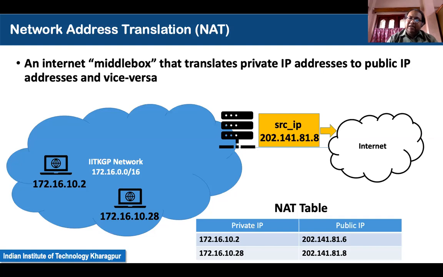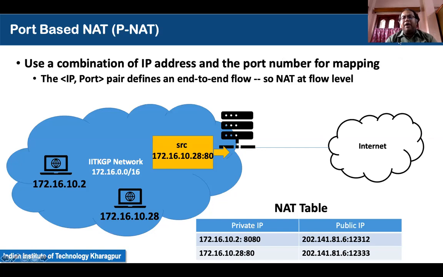Now you see that this approach still requires a good number of public IP addresses. So typically in the IIT Kharagpur network, if you assume that at any instance at least 1,000 users out of the 10,000 users will be active, then you require 1,000 different public IP addresses. Now to solve this problem, the concept of NAT has been revised further to introduce the port address. It is called port-based NAT, or PNAT.